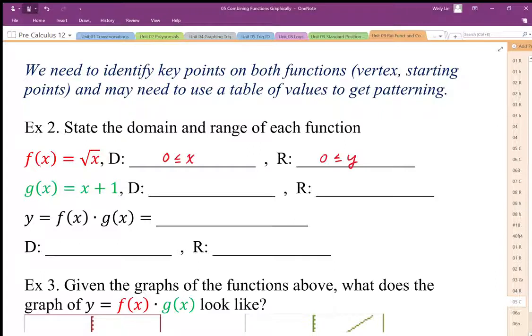Here we have x plus 1. This is a linear function, so x is all real numbers and y is all real numbers. Okay, so when we put this together then, we end up with f of x times g of x, so that's going to be square root x times x plus 1.